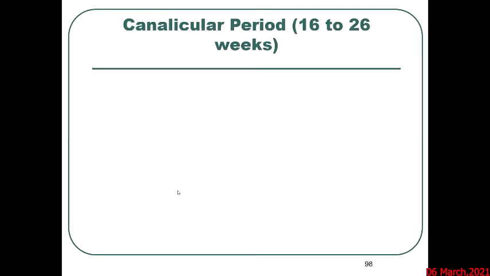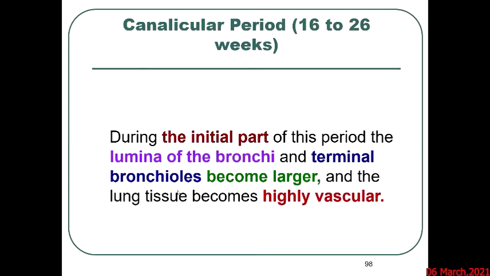Next, the canalicular period. The canalicular period starts from 16 weeks to 26 weeks. That means how many months? From 4 months, how much will it be? 4 to 6, 6.5 months. So the canalicular period is 16 to 26 weeks. What happens here? Now, this period has a range. Look here, 16 to 26 weeks. So there is a range in this time.